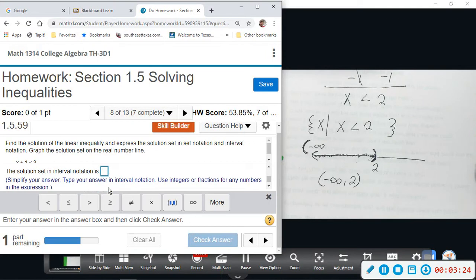So our interval notation will be negative infinity up to the number 2 and close parentheses.